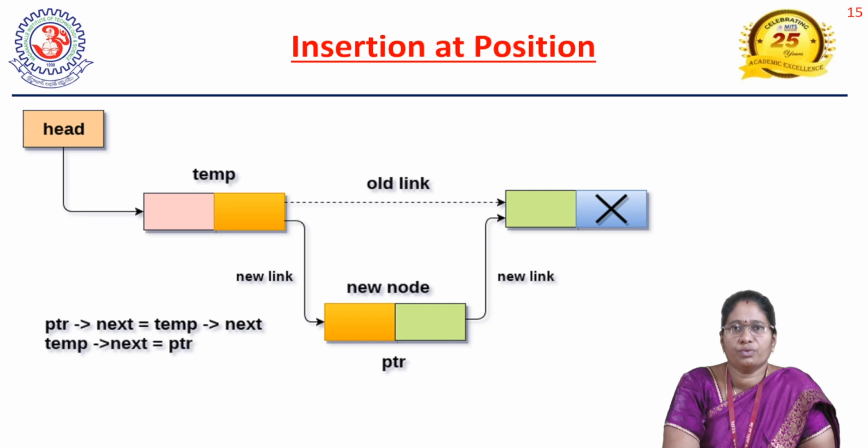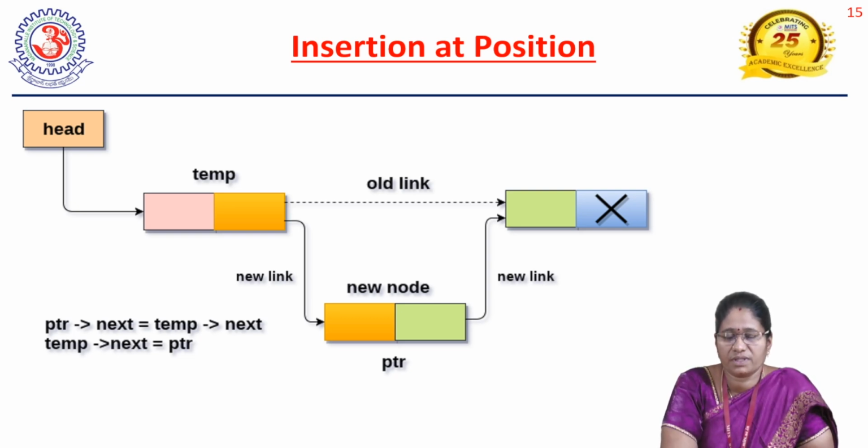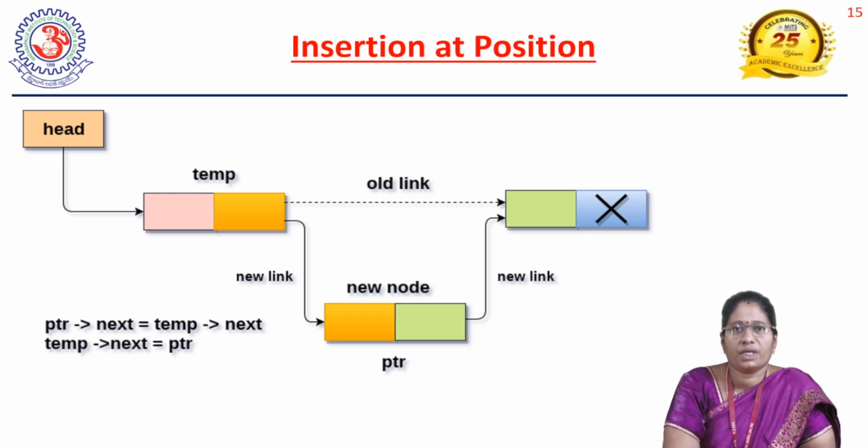I told you, new node we can say as the pointer. So pointer dot next, you have to make it pointer arrow next. I am going to connect. What should I connect? Already your temp node is pointing to the next node. That you have to disconnect first. That is the first line it is showing: pointer dot next is equal to temp node next. So we are disconnecting an old link. So one connection is over.